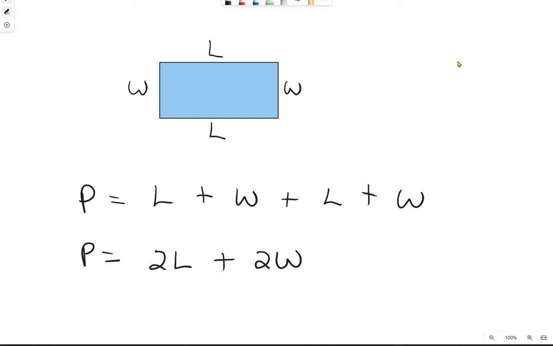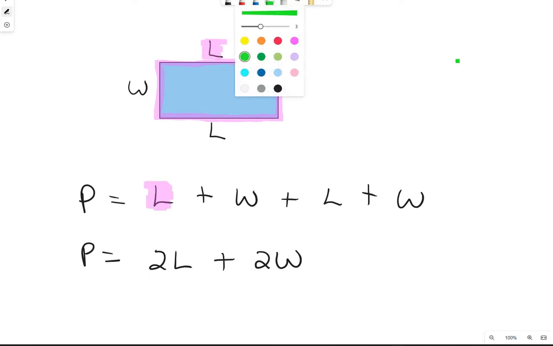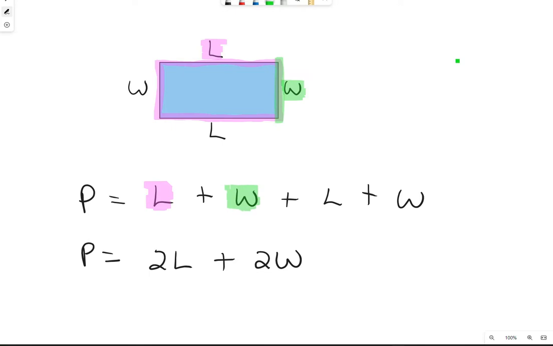Now, the perimeter is simply the distance around the outside of an object. So the perimeter is all the way around this, so you're going to be taking this length right here, and adding it to this width right here, which is this distance, right? And then you have another length and another width.